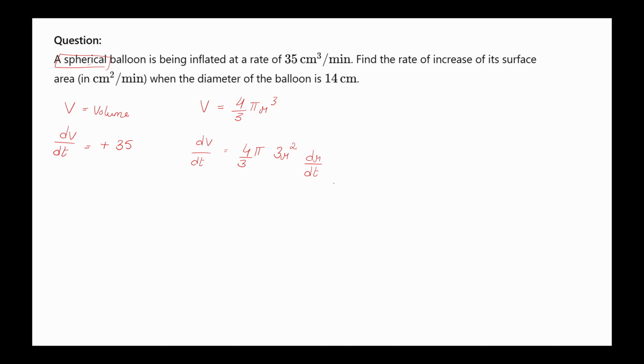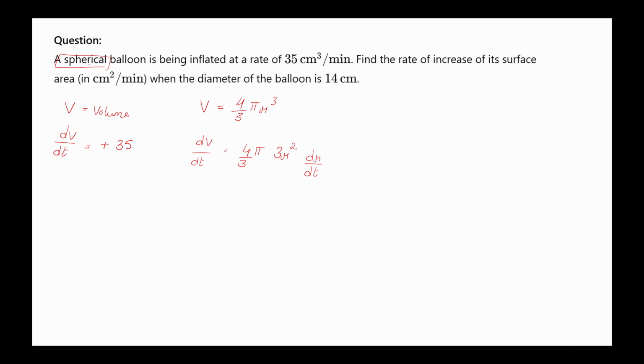I hope you all remember this differentiation. When we are doing it in parametric form, that time we write dr by dt, since we are differentiating r in terms of t. So now from here what we can see is, we know the value of dv by dt, so we can find out our dr by dt.